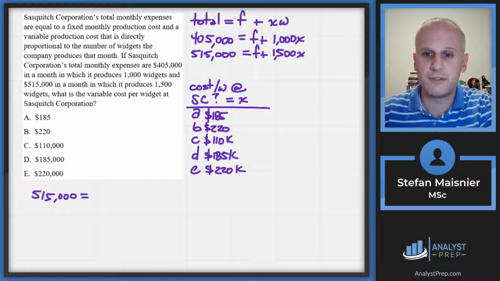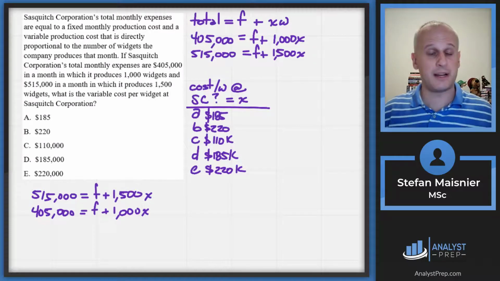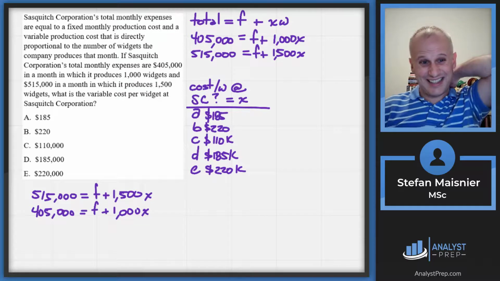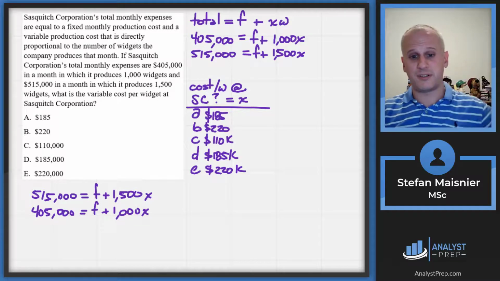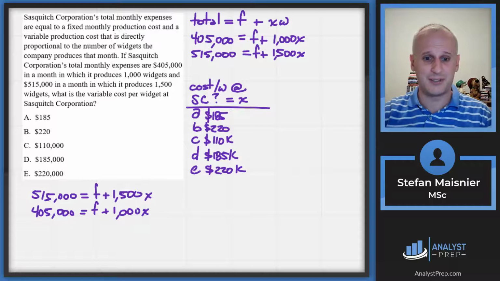So we've got 515,000 is equal to f plus 1,500 times x. And then we've got 405,000 underneath is equal to f plus 1,000 times x. Now, as we set up this equation, you remember at the beginning I said there's probably a logical estimation opportunity. Just looking at these two equations, there's no way I'm going to be multiplying something in the 100,000s times 1,000 to get 515,000 or 405,000.